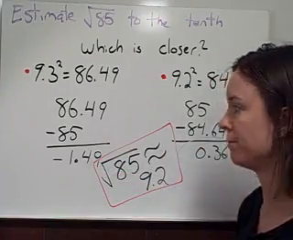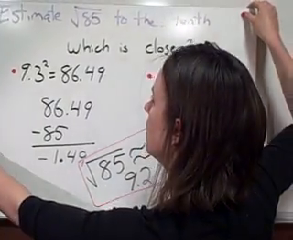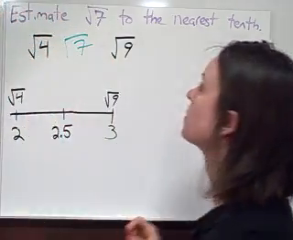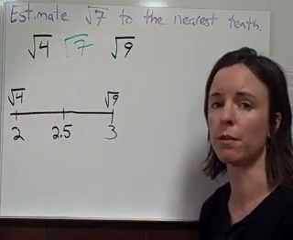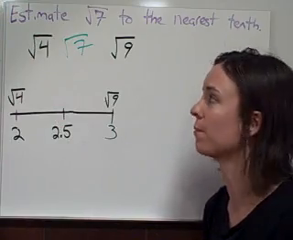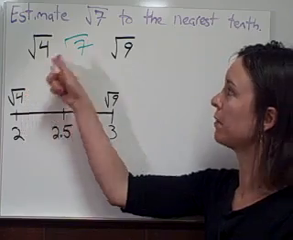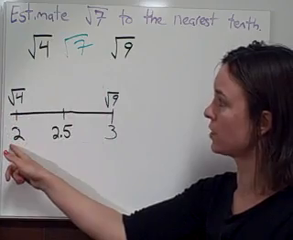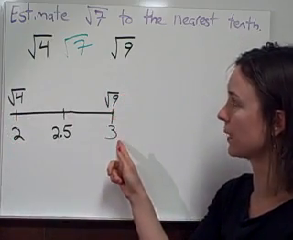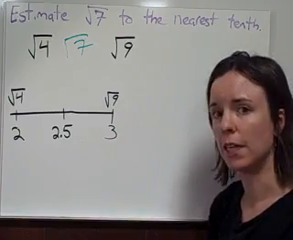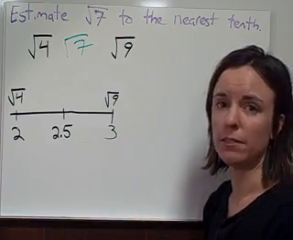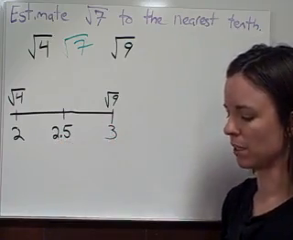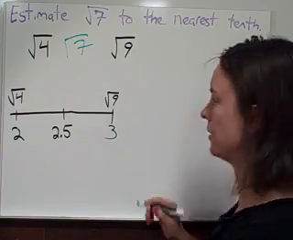Let's do another one. So here, I want to estimate the square root of 7 to the nearest tenth. I'm looking in between the square root of 4 and the square root of 9. So the square root of 4 is 2, the square root of 9 is 3, and 7 is closer to 9. So I can start in between 2.5 and 3. I'll start with about 2.7.